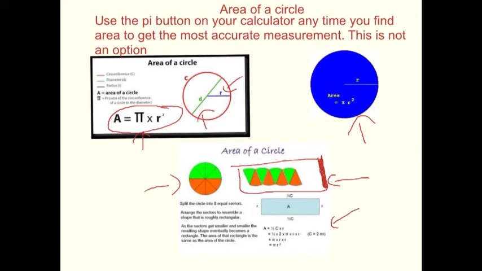You don't have to know this. It's just sometimes really interesting for us to explore where things came from. Instead of just memorizing area equals pi times radius squared, sometimes it's interesting to look at where it came from and how they derived these formulas.